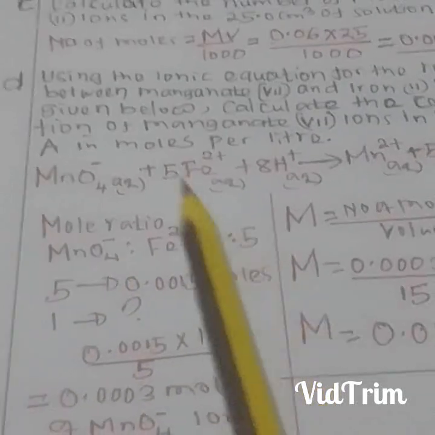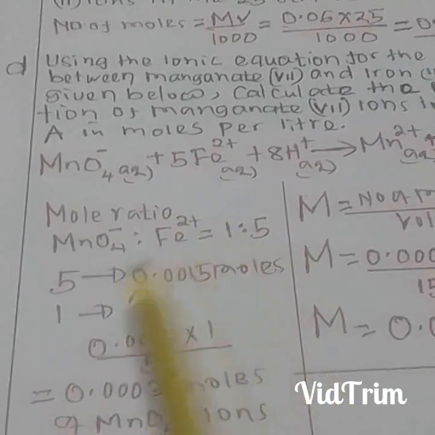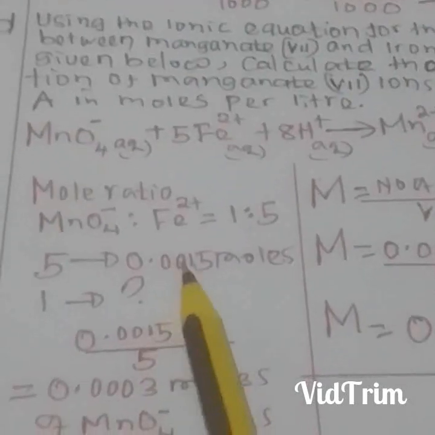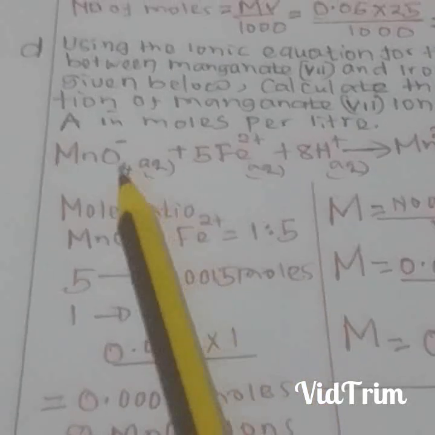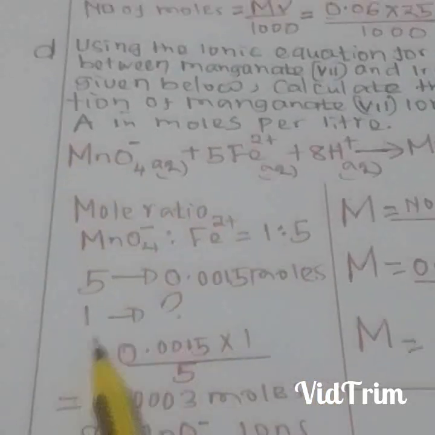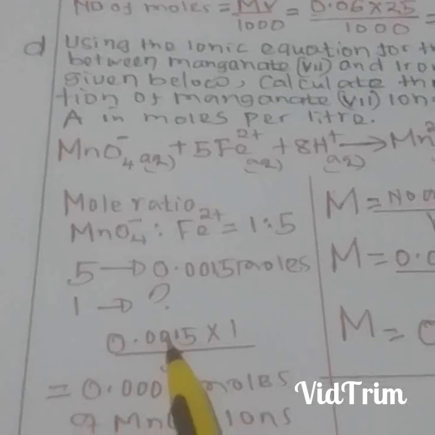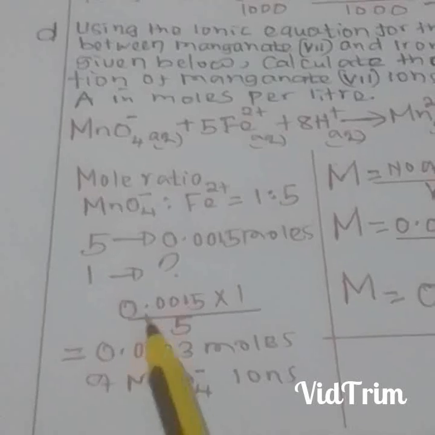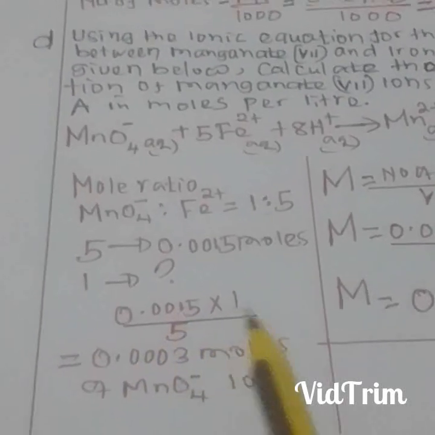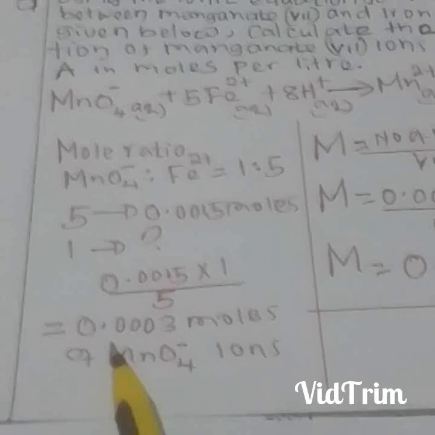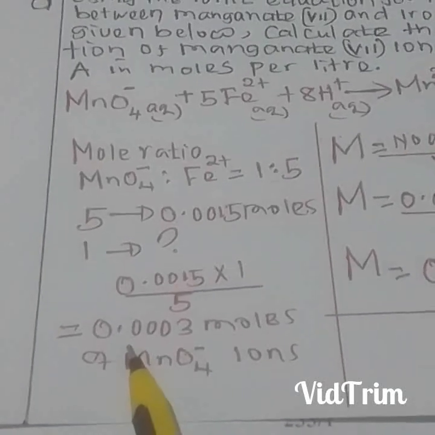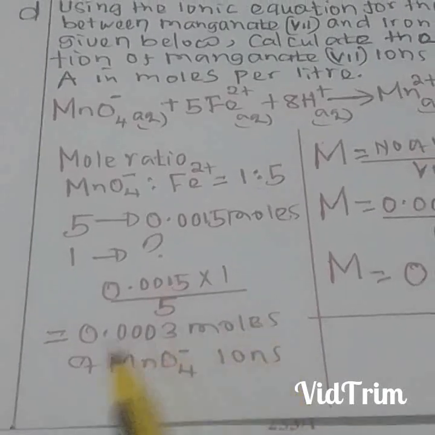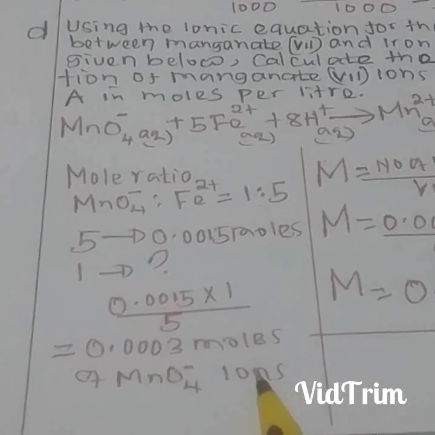So this ratio 5 of iron 2 ion is giving us 0.0015 moles. What about ratio 1? Ratio 1 of the manganate ions. Very simple. Cross multiplication. Is it okay, my student? So if you cross multiply 0.0015 times 1 all over 5, you get, my student, hope you are still watching, 0.0003 moles of the manganate 7 ion. Is it okay, my student?